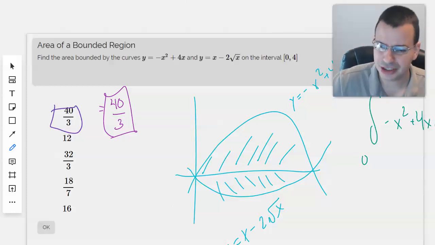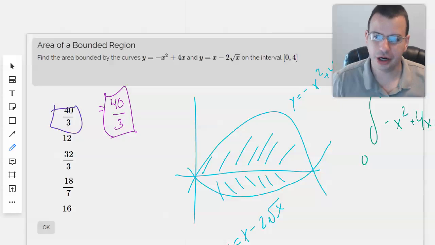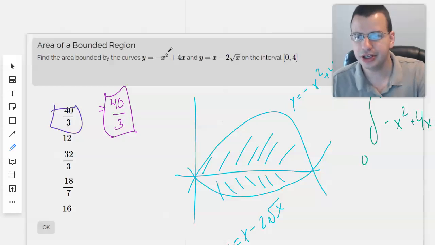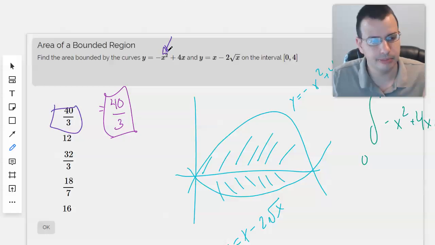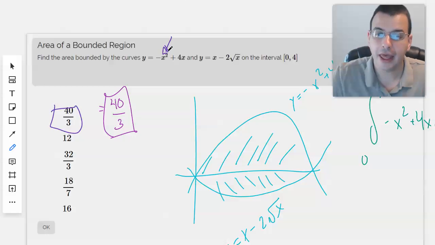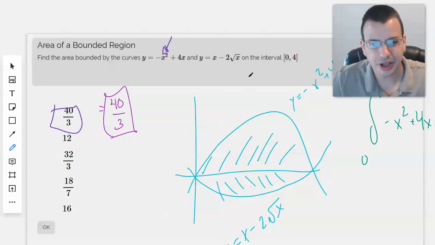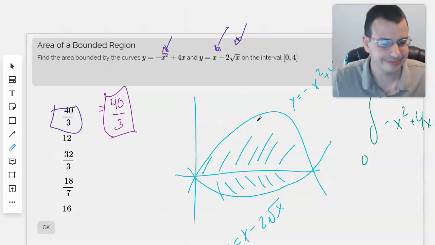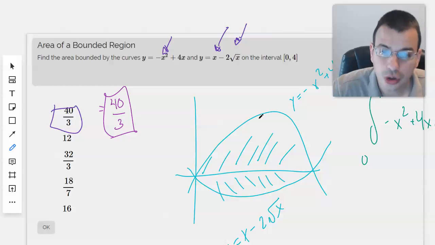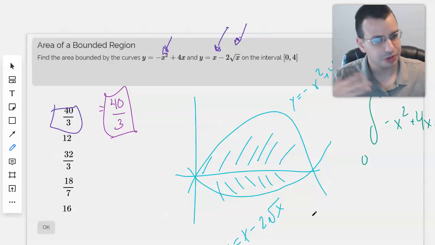So let's backtrack and see where we went. We're given these two graphs. Not quite sure what they are, but we see that one is negative x squared. So it's probably an upside down parabola, more or less. And y equals x minus 2 square root of x. Well, I was thinking maybe it's kind of a line, maybe it's kind of a square root of x. We're not really sure. We plugged in 0 and 4, the endpoints, and we got 0 for both of them. So that kind of makes sense.